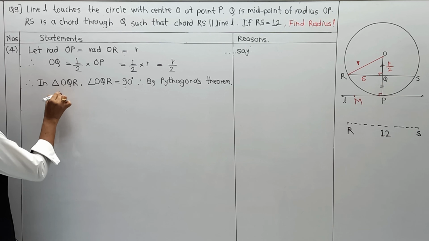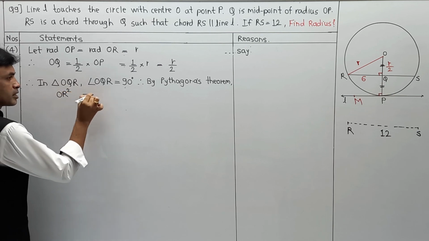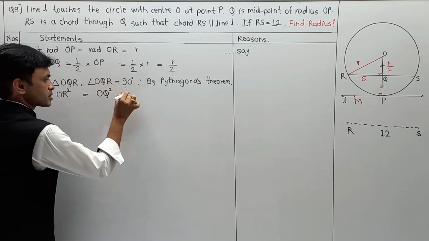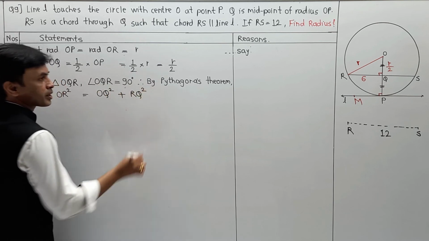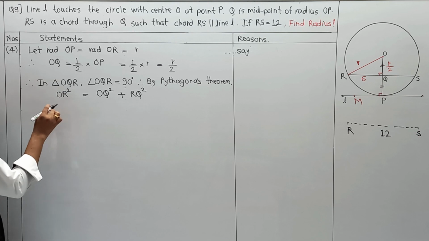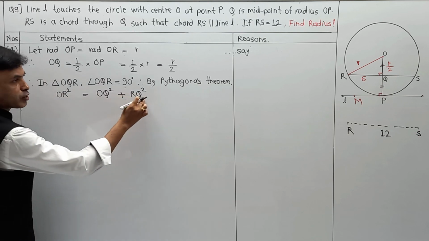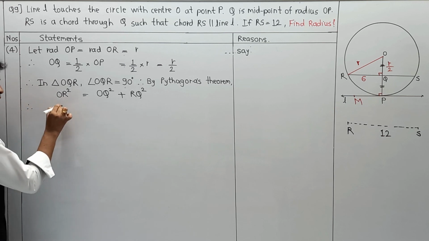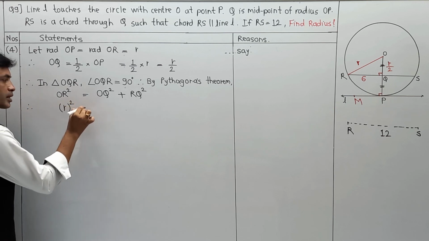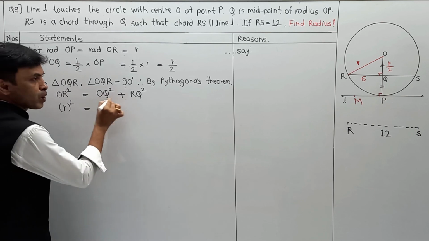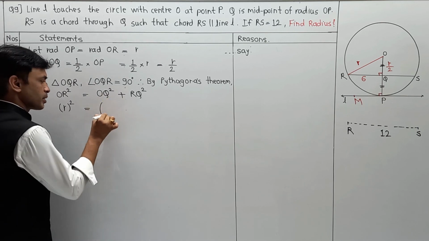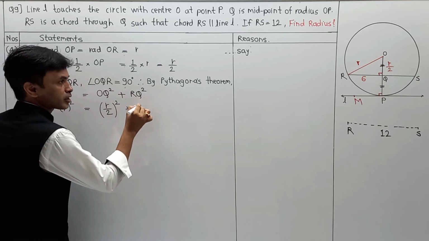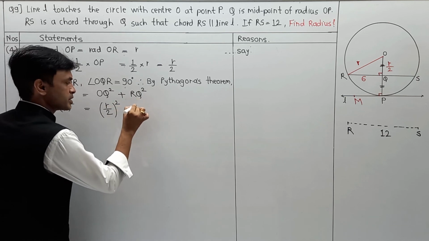OR square is equal to OQ square plus RQ square. So OR square, nothing but R square, is equal to OQ square, which is (R upon 2) whole square, plus RQ square. RQ square means 6 square.